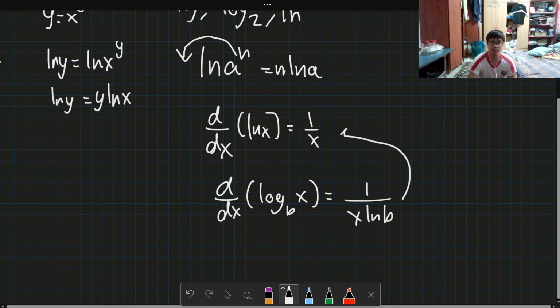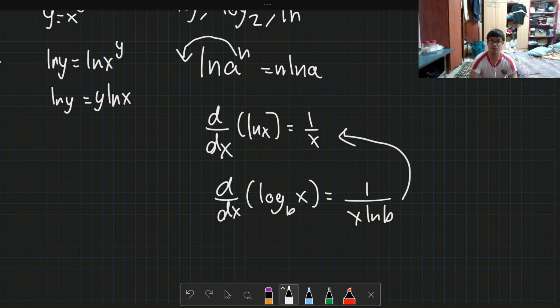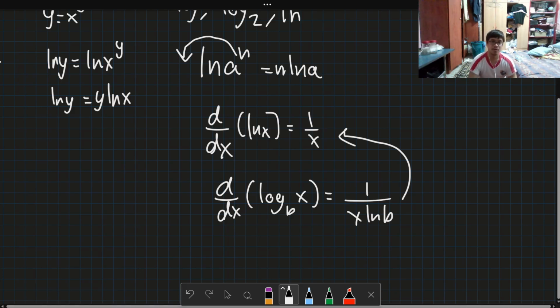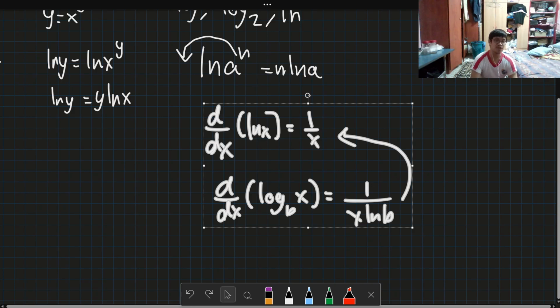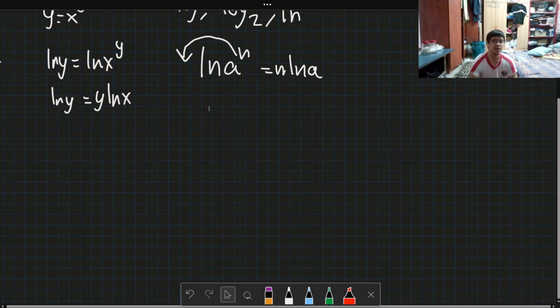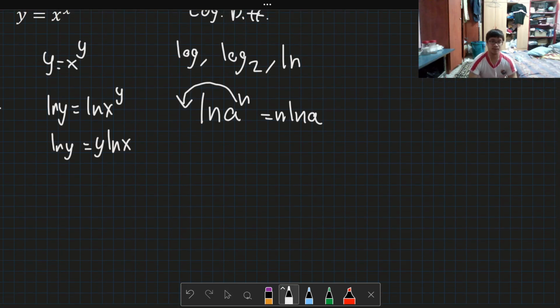So here, which one is better? Is it ln of x or the derivative of log base b of x? Of course it's ln, which is why we would rather use ln, so that when we use it in differentiation, especially after you expand everything, it's easy. All right, so let's get the derivative on both sides.